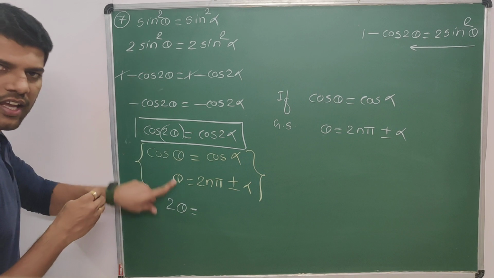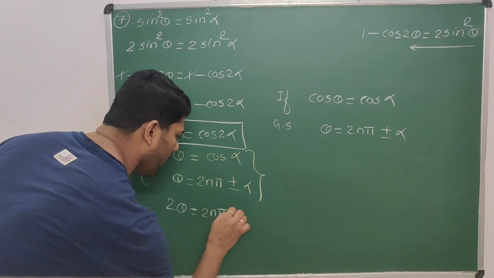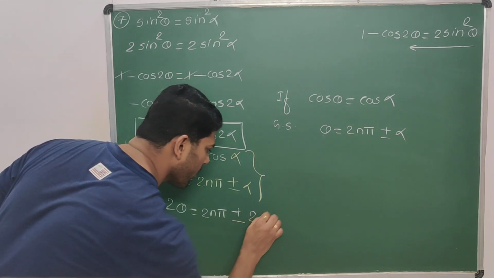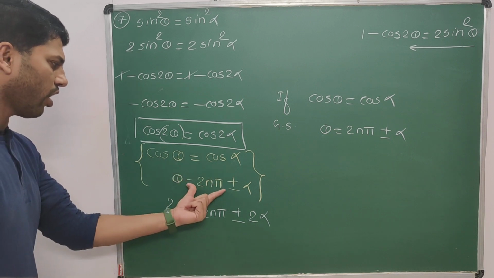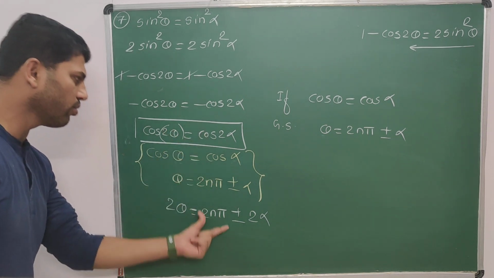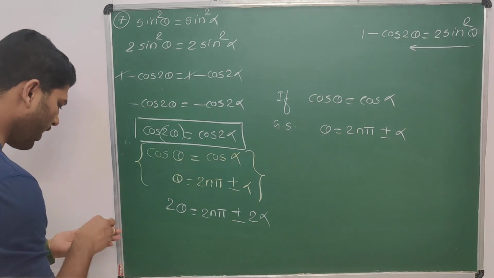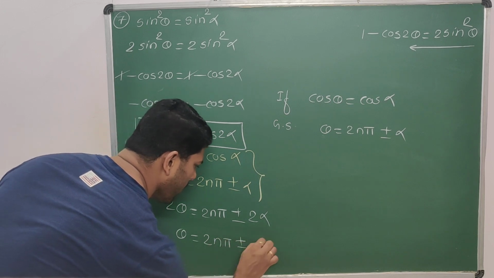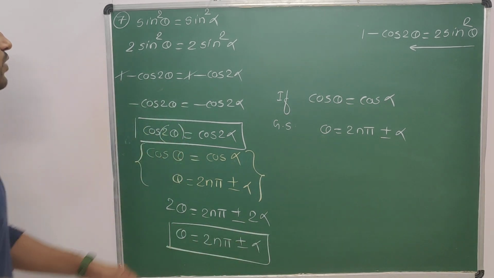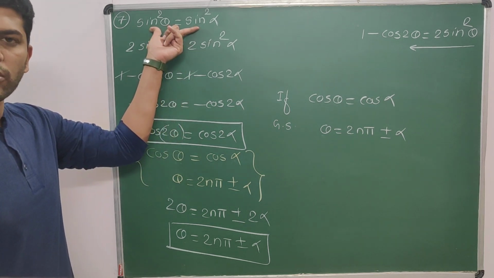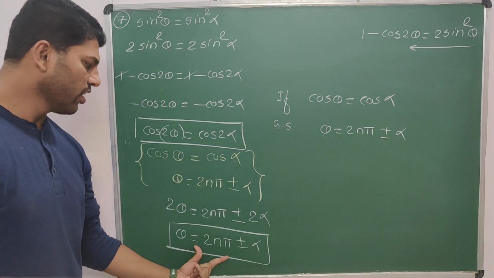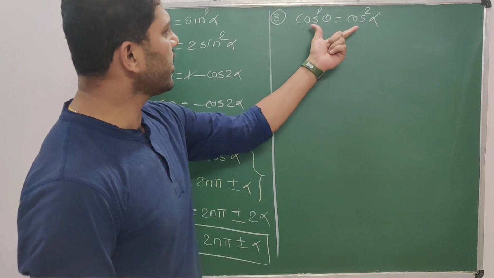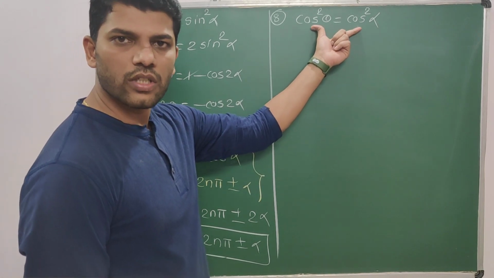So I am replacing this theta as 2 theta. Then 2n pi plus minus. But what is alpha? Alpha is 2 alpha. Right? So this is the general solution of this case, while this is the general solution of this particular case. Now you can cancel out this 2 throughout. So answer is theta equal to 2n pi plus minus alpha. So this is the first case. If sin square theta equal to sin square alpha, then the general solution is theta equal to 2n pi plus minus alpha. Now let's see the case number 8, cos square theta equal to cos square alpha.